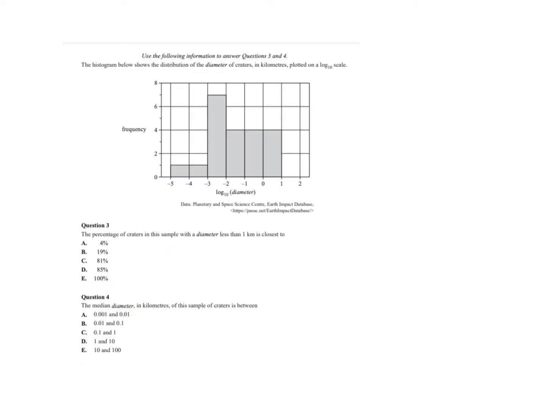Okay, so here we've got a histogram with a log scale. Just remember what we learned about log scales: if its actual number is 10 to the power of 2, which is 100.